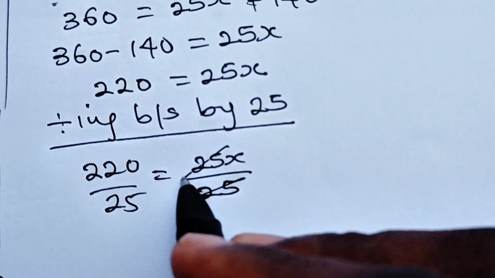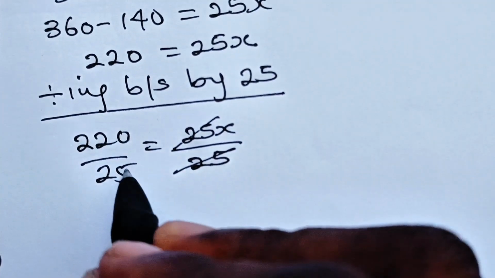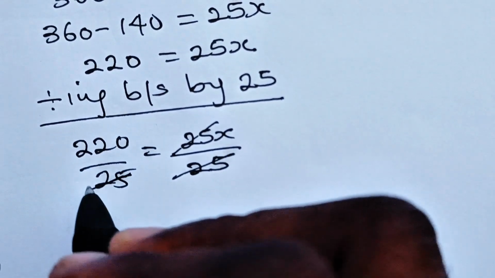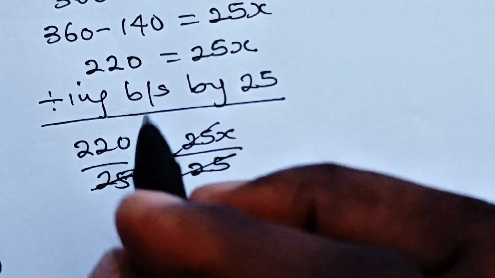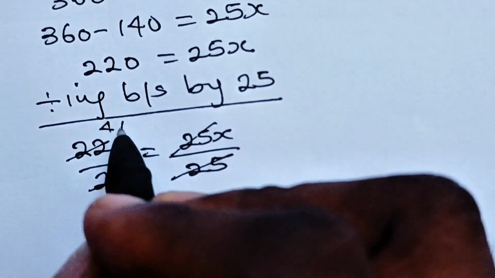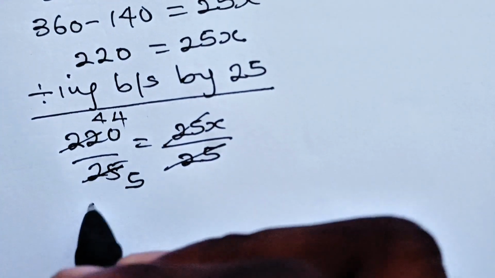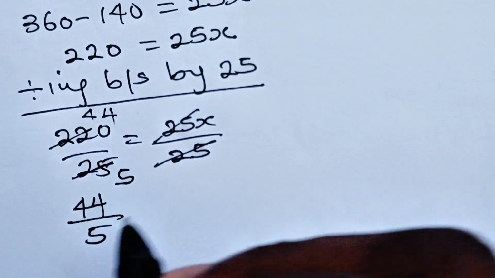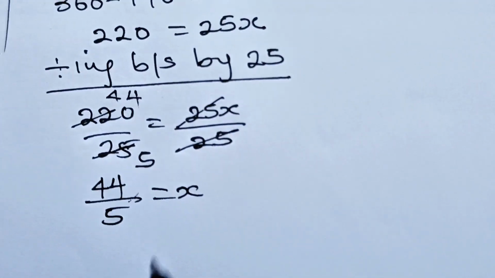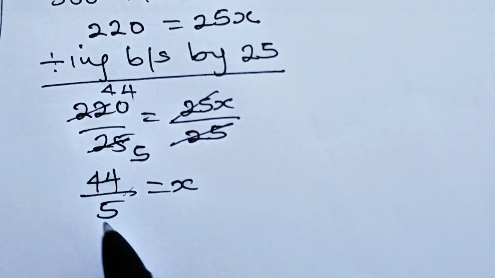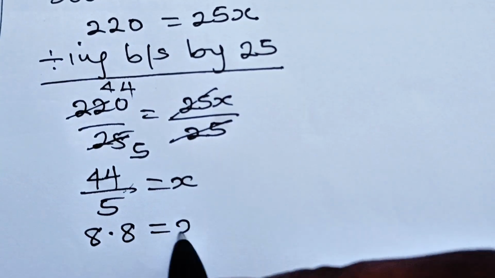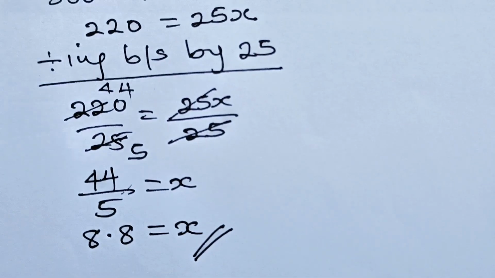Okay, so 220 divided by 25 is equal to 25x divided by 25. So we cancel 25, and 220 divided by 25 gives us 44 over 5, which is equal to x. If we reduce this more, 44 divided by 5 is 8.8, which is equal to x. And that is our answer.